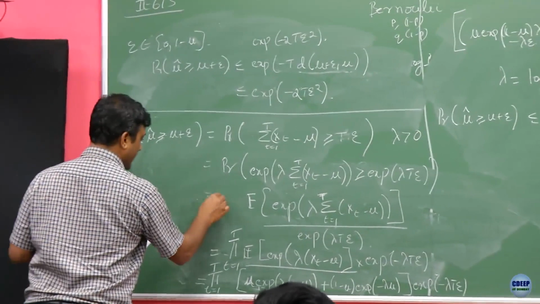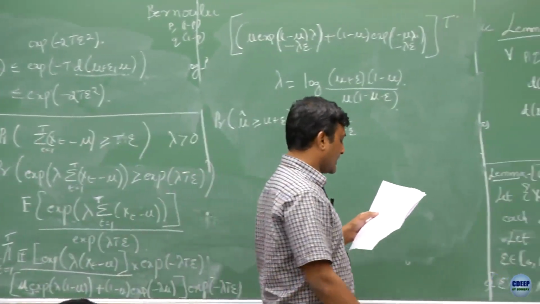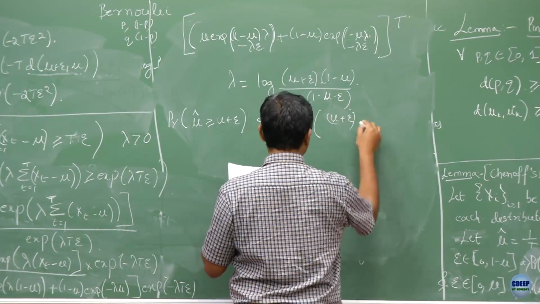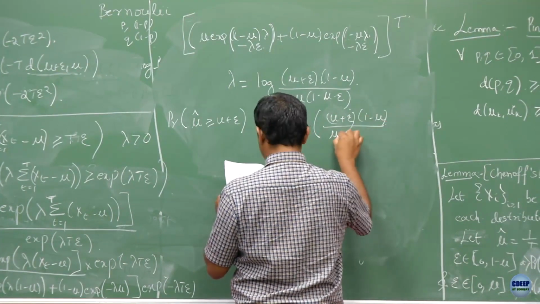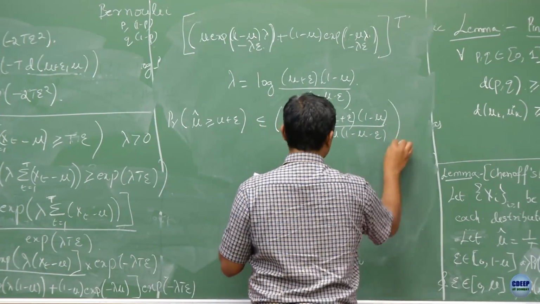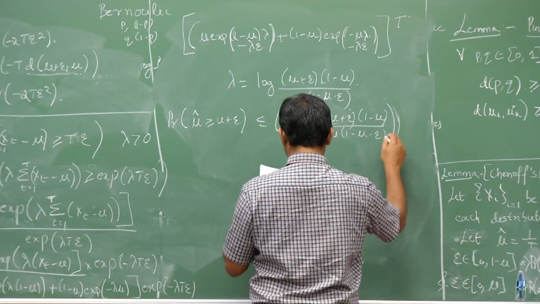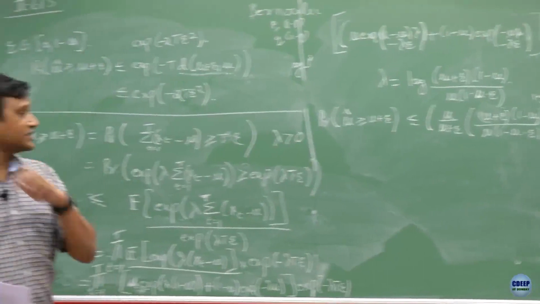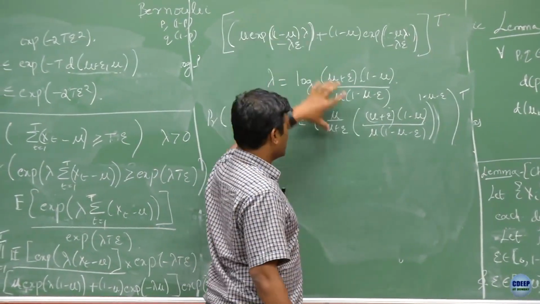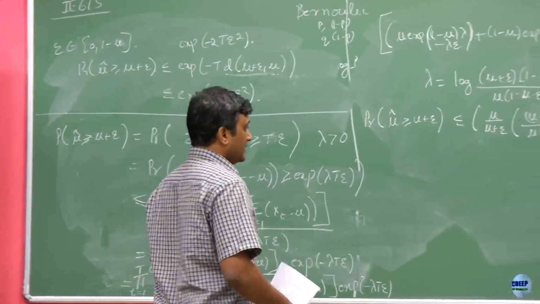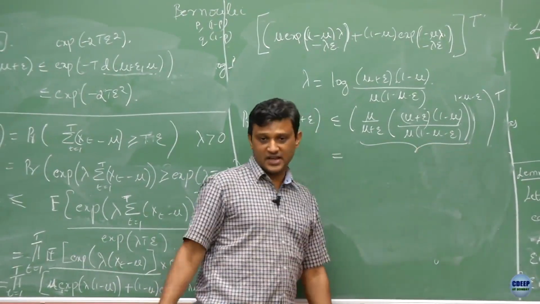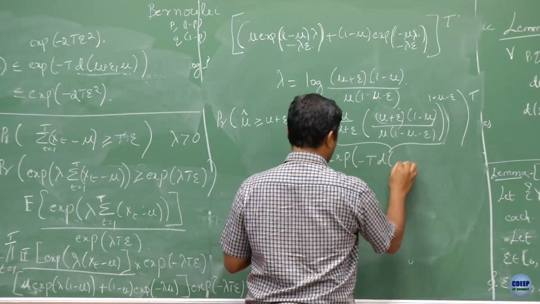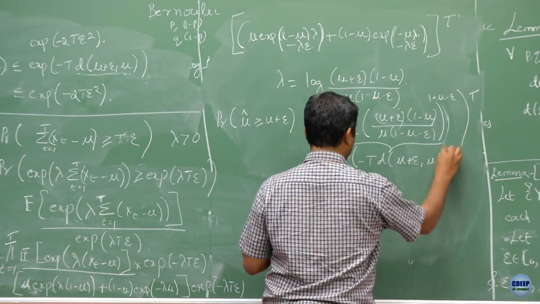Here I have written equality, but this is not equality. This is an inequality, the Markov inequality. So when I plug in this quantity, what I am going to get is 1 plus mu plus epsilon, 1 minus mu, into mu plus 1 minus mu epsilon, to the power 1 upon mu minus epsilon, and this whole thing to the power t. I have just plugged in lambda and simplified. Now you can notice that this quantity is nothing but the divergence between mu plus epsilon and mu, and this is what we wanted to show.